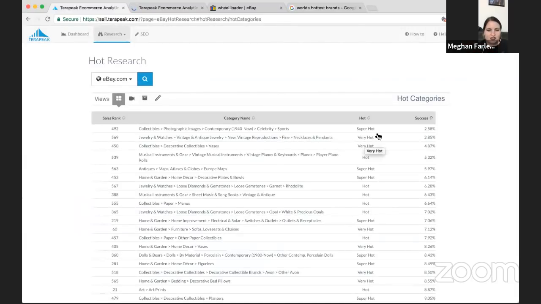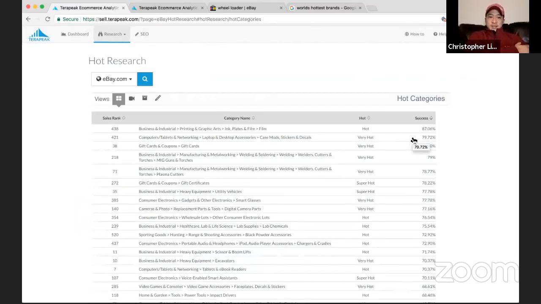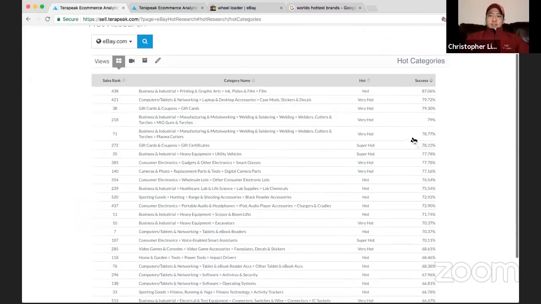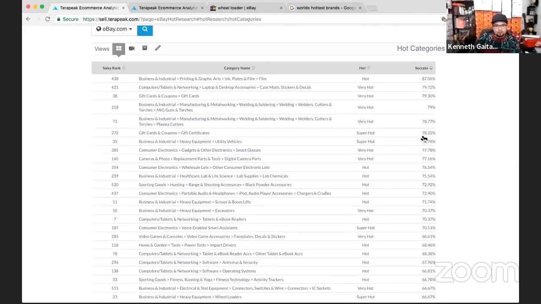Headphones. Just headphones had a 66% sell-through rate. Yep. Wow. So the film is the thing that's selling the fastest. 87% success. Gift cards up there, too. Gift cards make sense. You just price it a little bit cheaper, it'll sell. Yeah, they probably auction it, too, a lot of them. Yeah. Smart glasses. What's that?